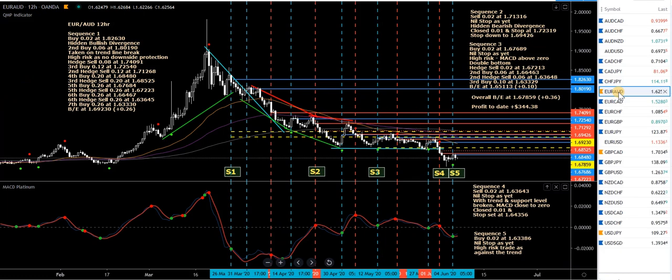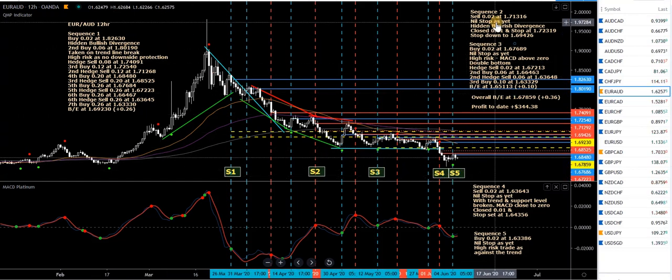Euro Aussie. Now this is one, I think in my last video, I missed a trade. There's a new buy trade I took, and I neglected to see this sequence 5 buy. Probably wishing I hadn't by now. It's gone against me straight away. But yeah, very busy chart. Sequence 1, sequence 2, sequence 3, sequence 4, sequence 5.